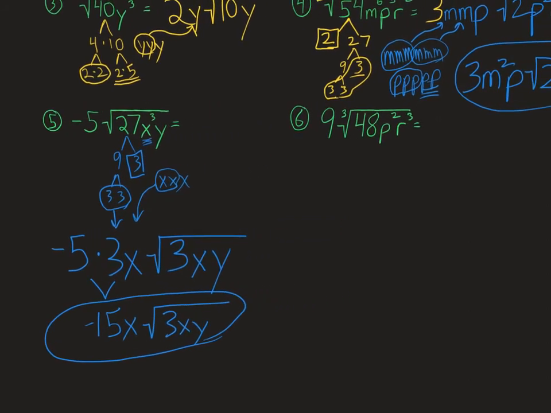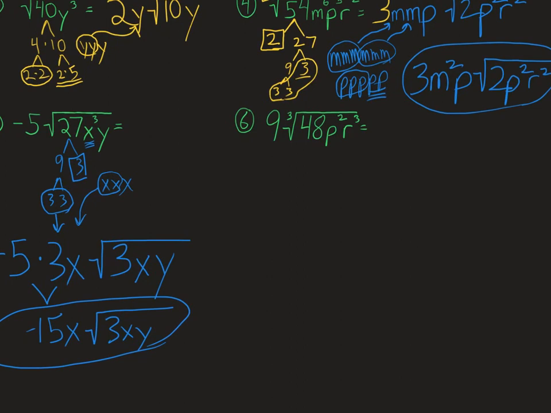Okay, number 6 is the same as the other problems. Notice a cube root. Notice that 9 out front to multiply. Otherwise, it's exactly the same. 48 I'm thinking of as 4 times 12. Okay, there's a pair of 2s that I'll be able to pull out, and maybe there's more. Let's see. There's another pair of 2s, and all that's left at the end of the branches is that 3. So let's rewrite it down here. We have the 9 out front.